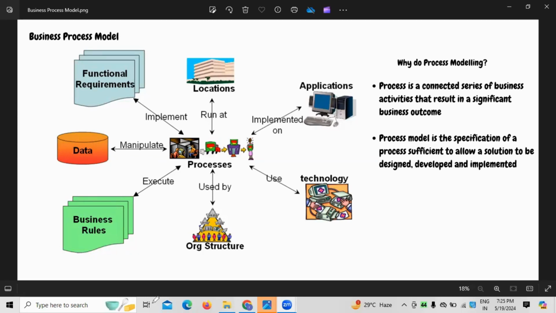Okay, right. So this is all about business process modeling. So this is all about BPM.